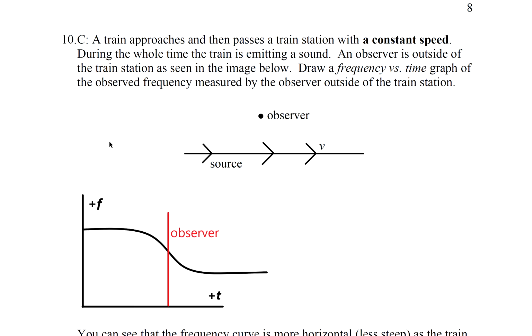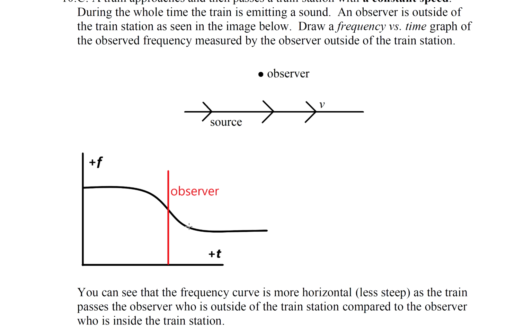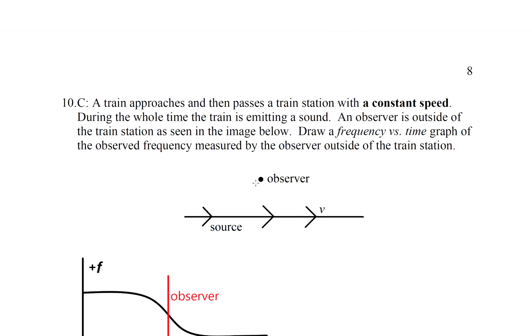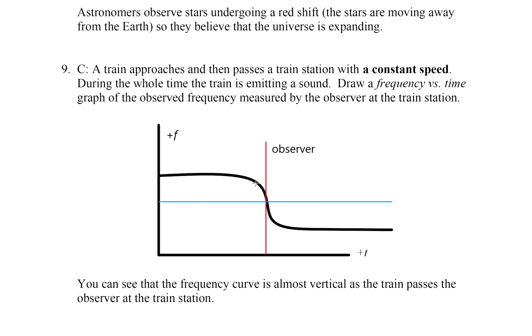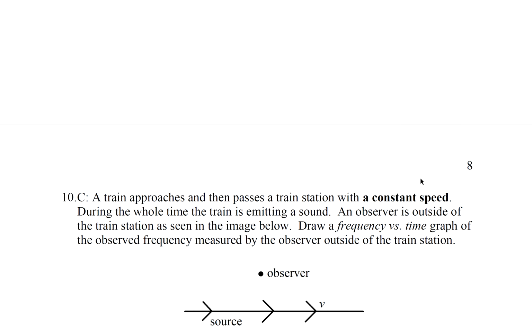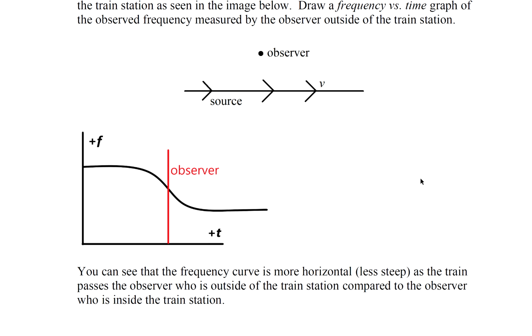So here you could see the observer is outside of the train station. You could see the slope is much less in magnitude than in question 9. In question 9, the observer is at the train station. In question 10, the observer is outside of the train station. The curve is more horizontal or less steep.